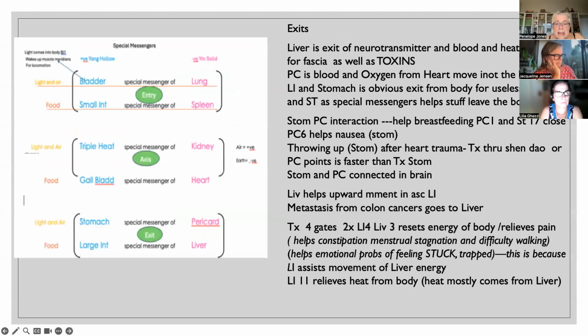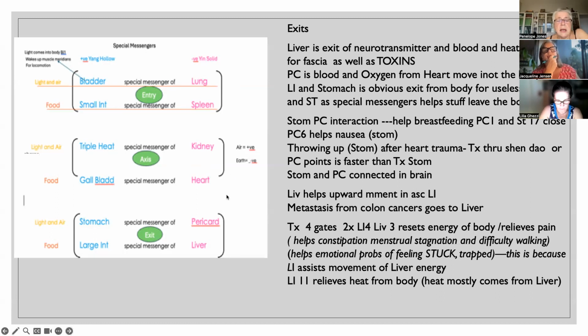All right, now the exits. This is the bottom one. This is how the energy, the chi, gets out of the body, or it gets out of an organ into the body, etc. Liver is the exit of neurotransmitters and blood, and of heat and energy for the fascia, as well as toxins. Now, if you've got heat in the body, it's most likely coming from the liver. That's where it commonly comes from.